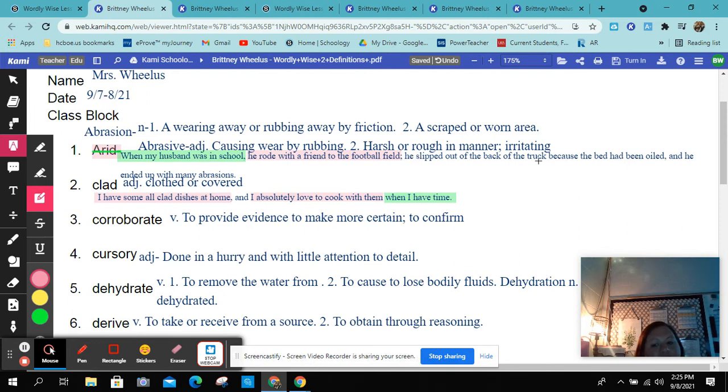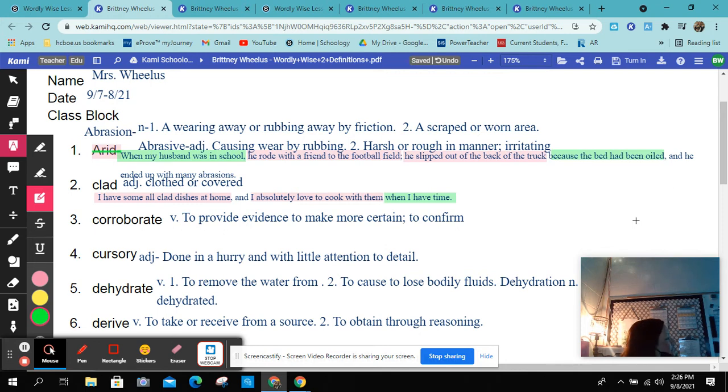Now, he slipped out of the back of the truck because the bed had been oiled. He slipped out of the back of the truck is what kind of sentence? Independent. All right. And that is because I used a semicolon here. Now, because the bed had been oiled. So that's just two complex sentences, isn't it? I wrote two complex sentences, and I didn't notice it.